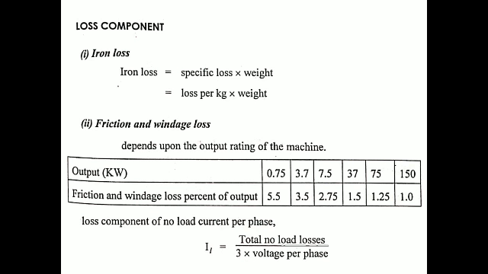By finding the total mmf, we can find the magnetizing current. Then the loss component: the total no load losses are required, divided by 3 times the voltage per phase. That's all, people. After finding these two things, we can easily predict the operating characteristics of an induction machine.